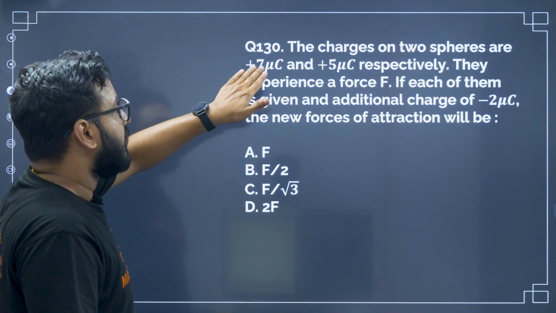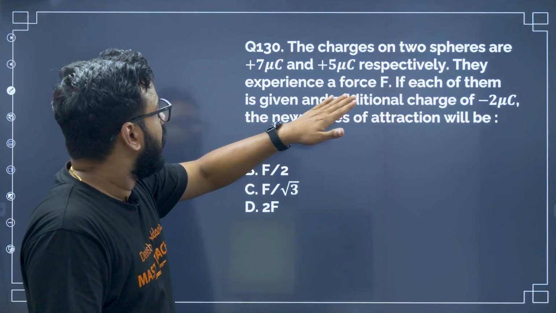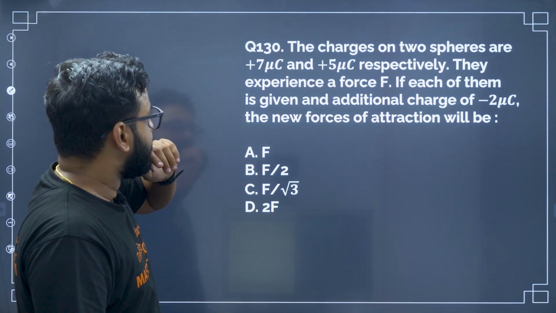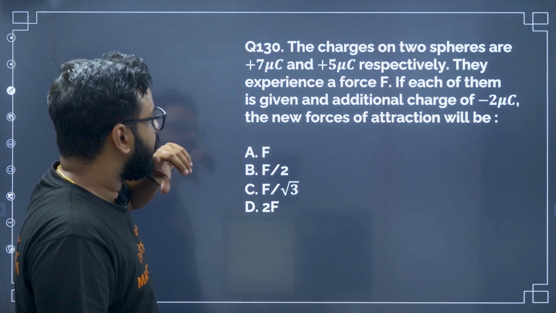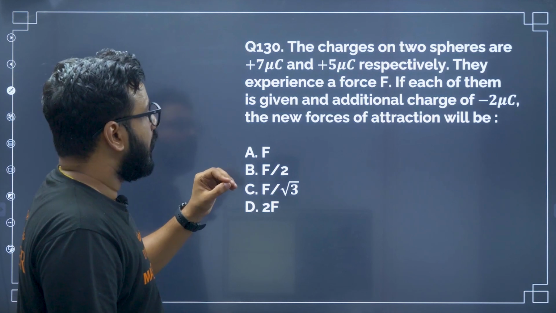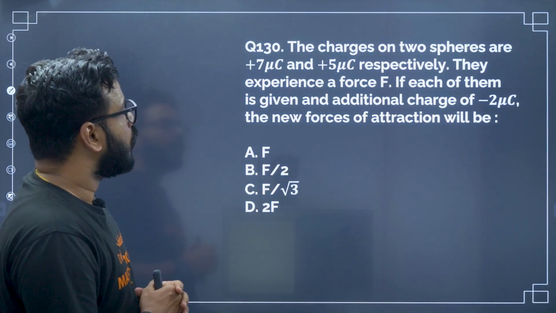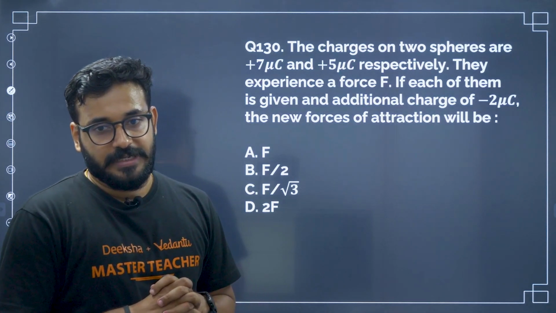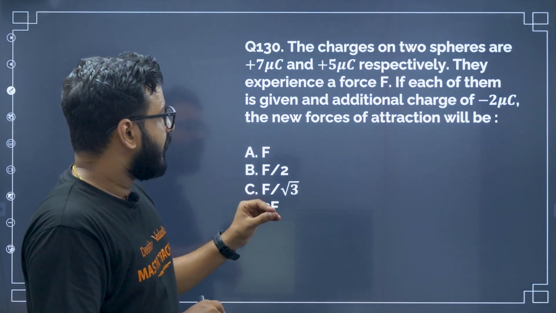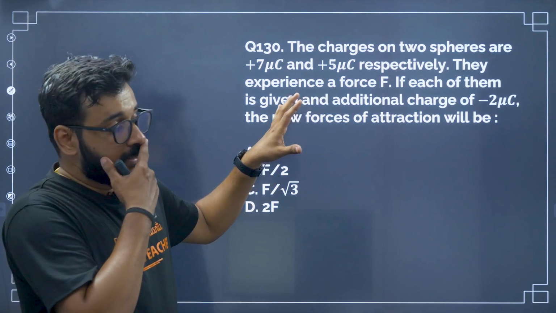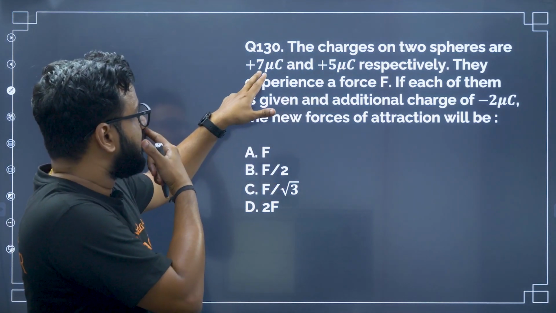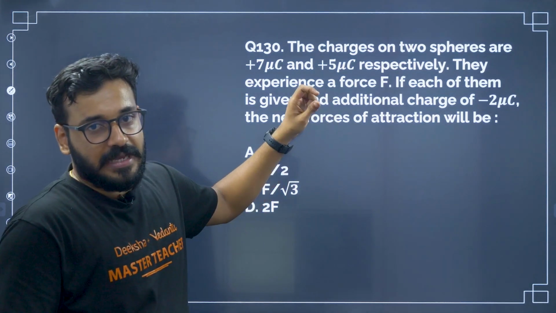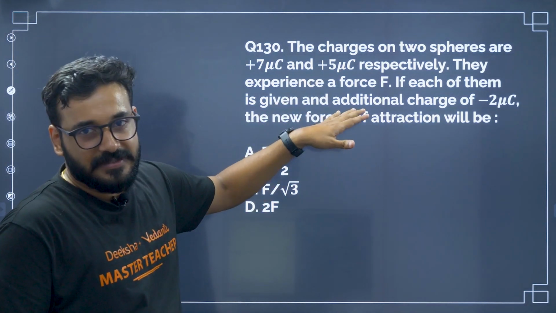The charges on two spheres are +7 and +5 microcoulomb. They experience the force F if each of them is given additional -2. So what will be the new force of attraction? Now, given the question, what will happen is very simple. There is a slight error in the question as well as in the solution, so there might be slight mismatch.